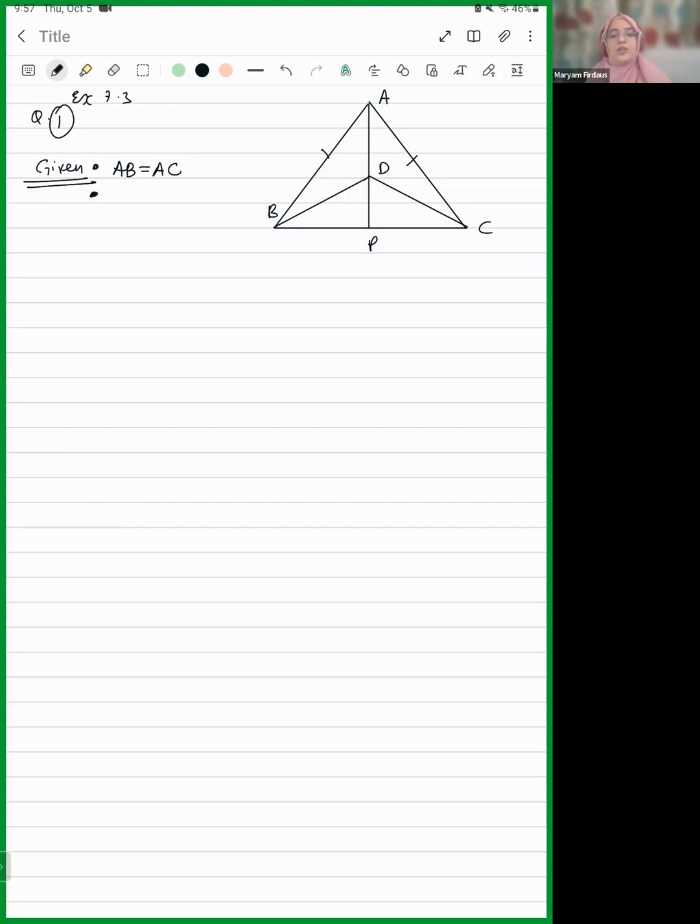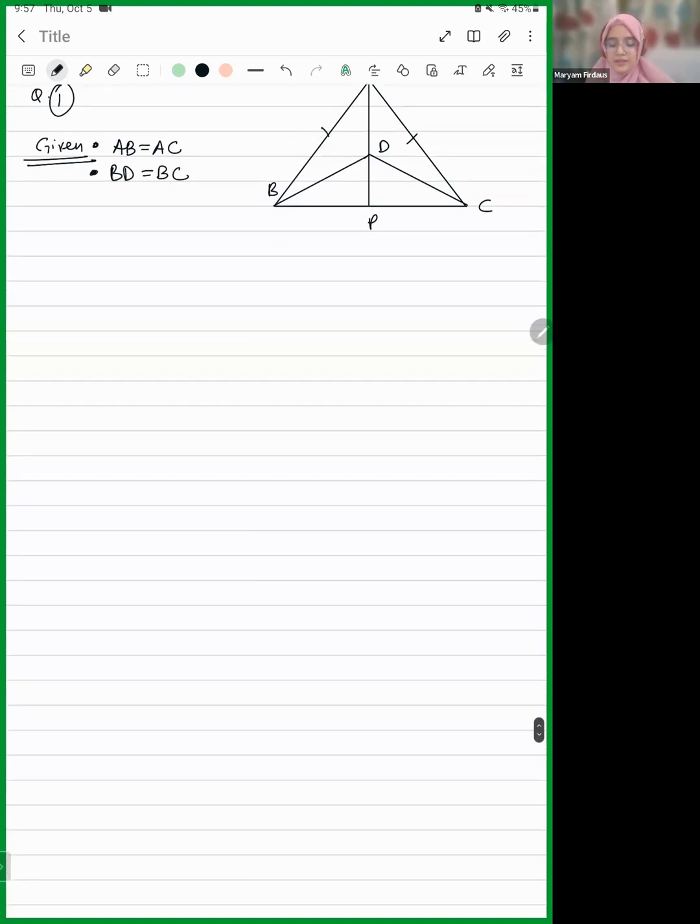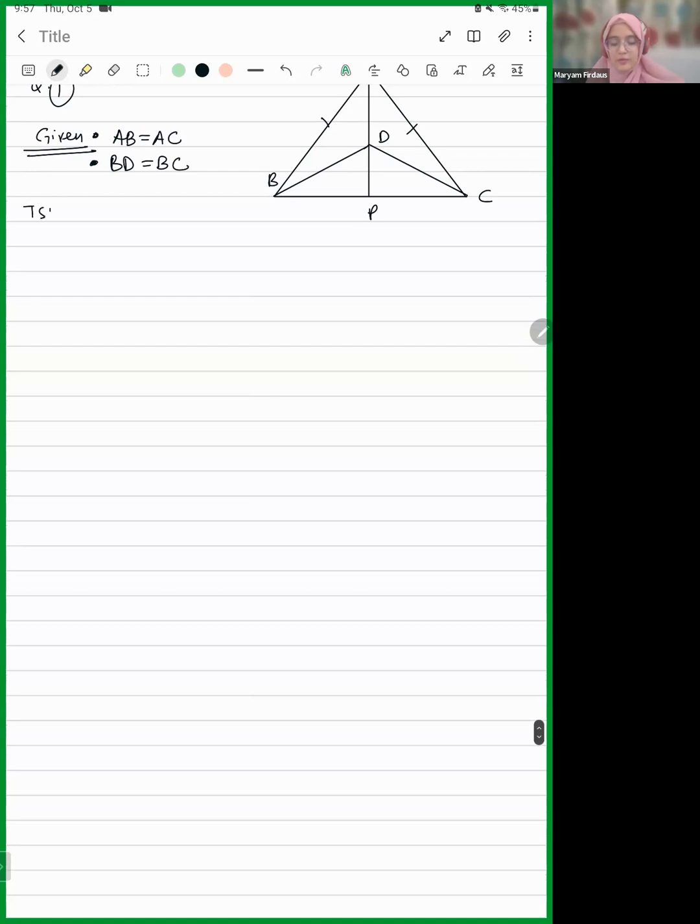What all the question is outrightly giving to you, just write that. Ma'am, DB is equal to DC. BD is equal to BC. That's it. That is given to us. Then we have to write what all we have to show.